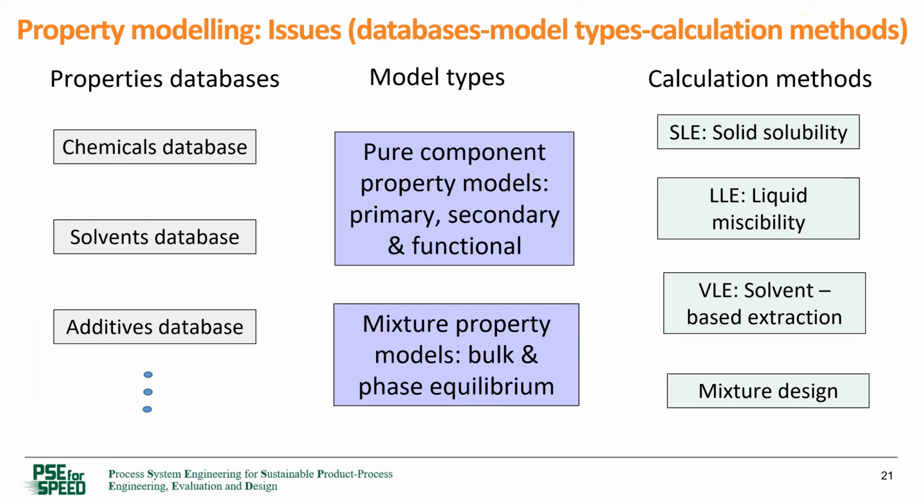So what should it be? We know the chemicals, we know the properties, but we do not know the compositions. So how to find those? We also need calculation methods. So having the database and having the models is not enough. We also need computational tools.